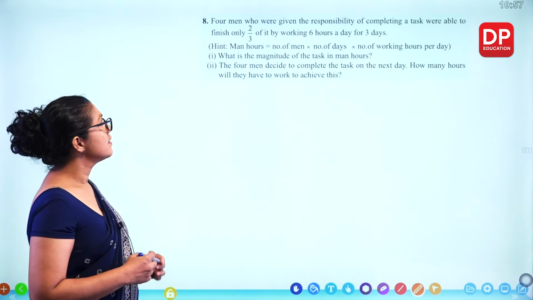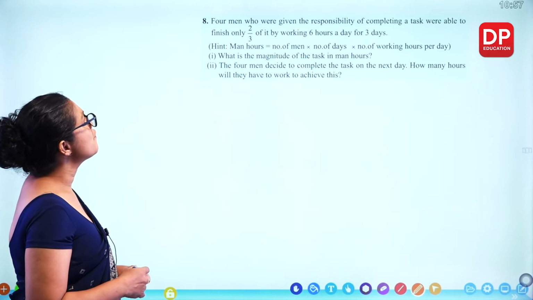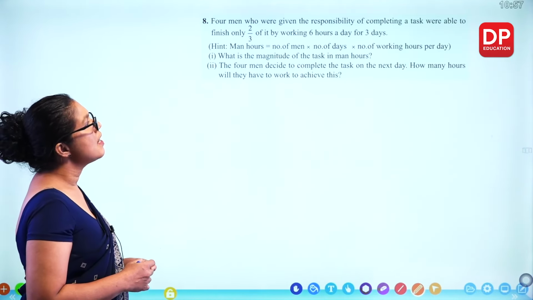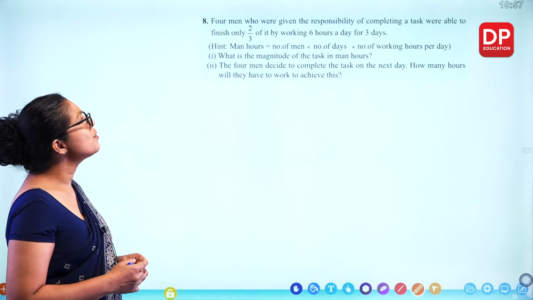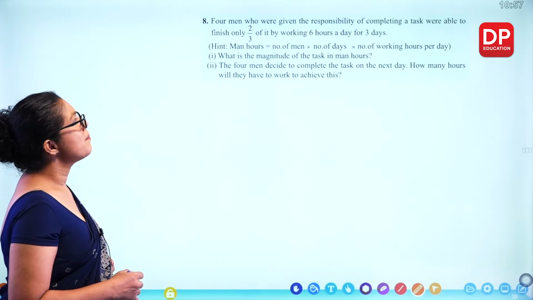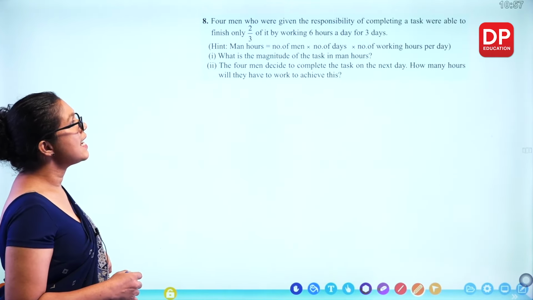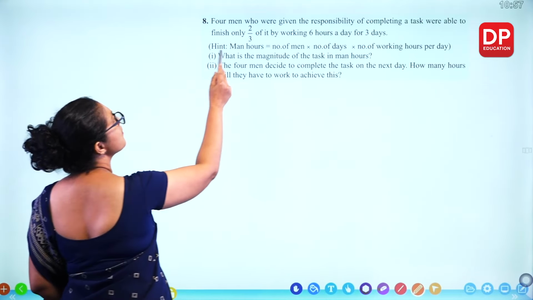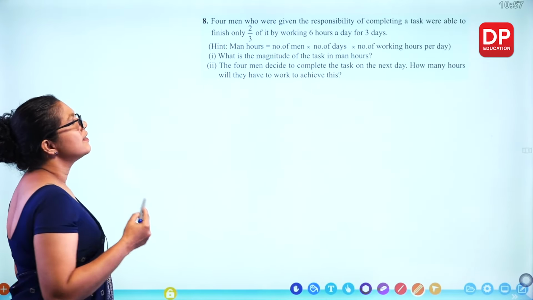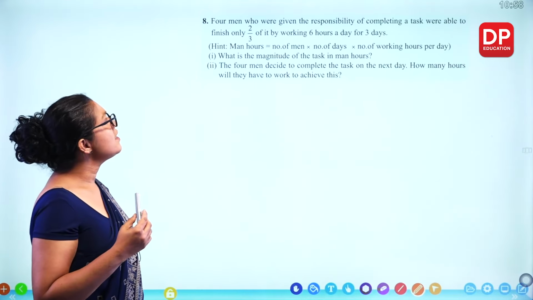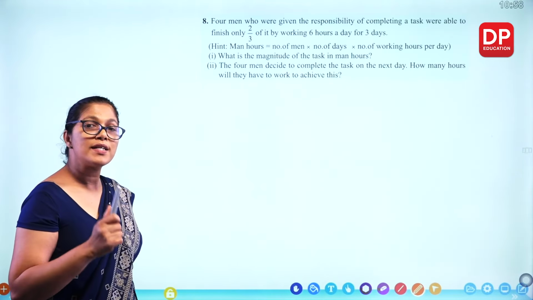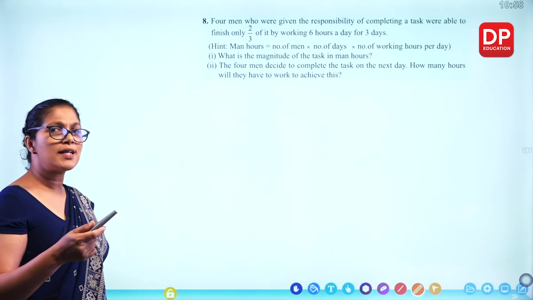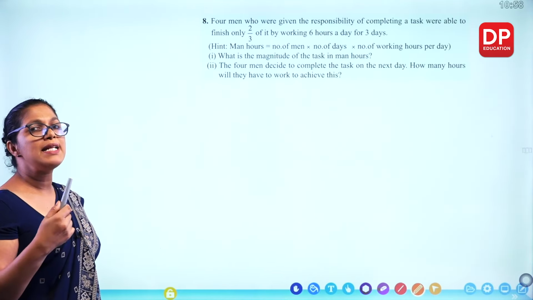We'll look at question number 8. It says 4 men who were given the responsibility of completing a task were able to finish only 2/3 of it by working 6 hours a day for 3 days. Here there's a hint given. Man hours. So here you need to know what man hours means. Earlier, number of days worked for one man we call man days.